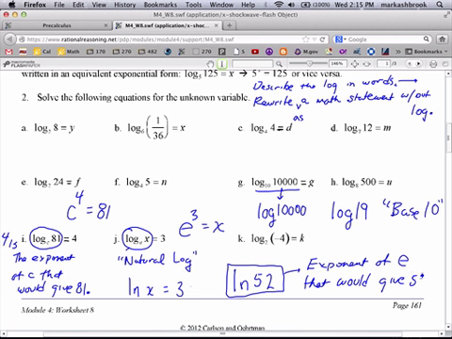So how could we write that? We could call it, say, d. So d is the exponent of e that would give 52. So if d is the exponent of e, then e to the d equals 52. Same thing.